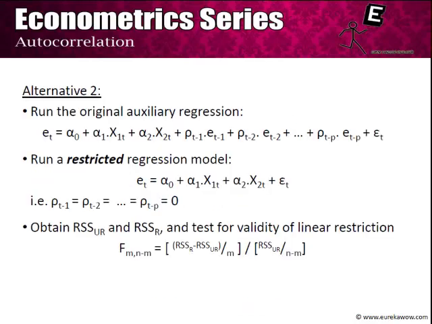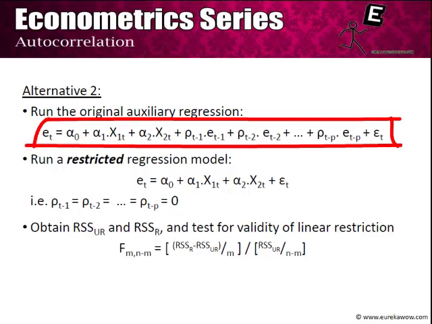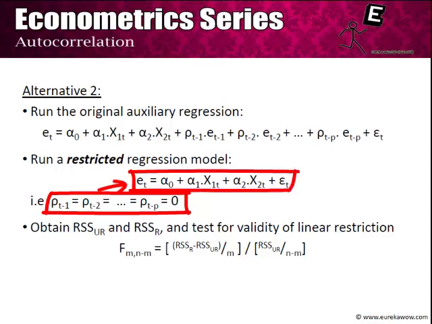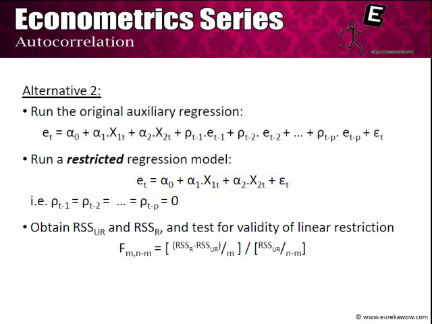The second alternative is to run the original auxiliary regression that we have talked about previously, after which we can impose linear restrictions, that is rho t minus 1 is equal to rho t minus 2 is identically equal to 0. This kind of linear restriction will give us a restricted regression model, that is Et is equal to alpha naught plus alpha 1 x1t plus alpha 2 x2t plus epsilon t. Note that in this restricted linear regression model, we are assuming that the error term is not dependent on any of the previous period's error terms.